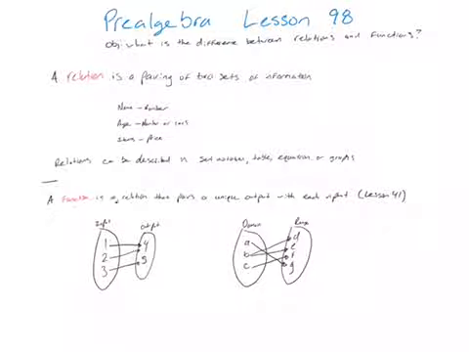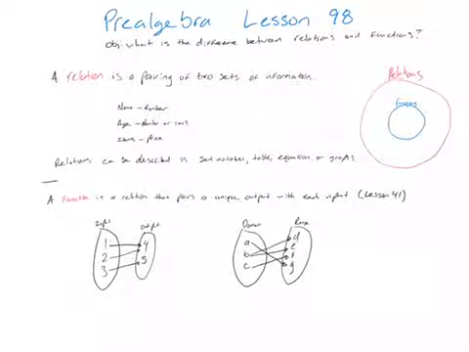A function is a relation that pairs a unique output with each input, meaning every input only has one output. And so if this red circle were relations, this blue circle would be inside there, which would be functions. Because all functions are relations. However, you can find relations that are not functions.